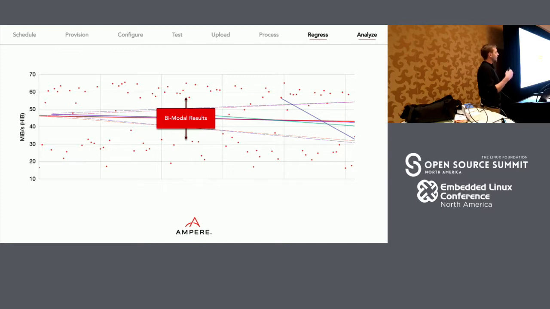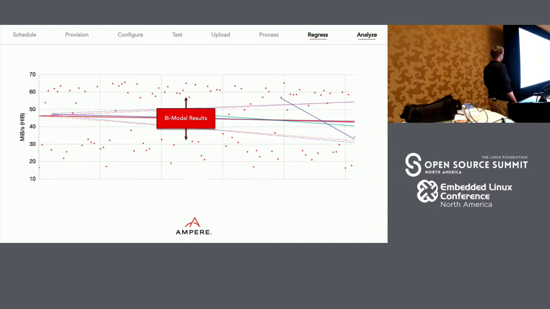So when we have high standard deviation, we view that as a big problem. Consistent performance is almost as important as high performance. There are some workloads where that's not true, but for the most part, our customers rely on our performance to be stable. And so where we see issues like this, this is a big problem.